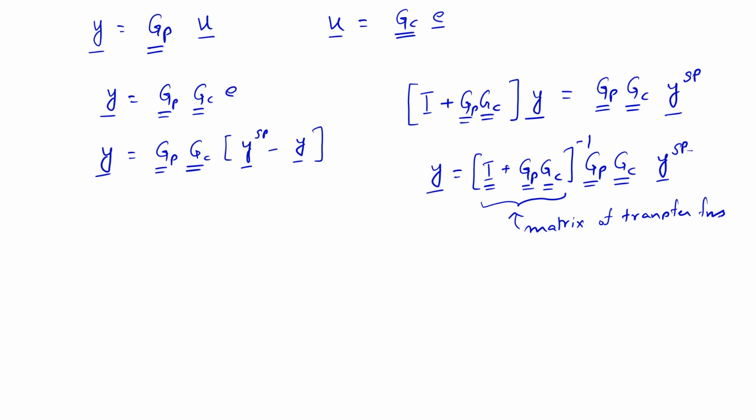Okay, this is a matrix of transfer functions, and when we invert a matrix, all of the terms are divided by the determinant of that matrix. So this inverse matrix times GPGC, for a 2 by 2 system, will have 4 elements: element 1, element 2, element 3, element 4, and in each of these elements you would have a division by the determinant of that matrix. Let's call this matrix A.